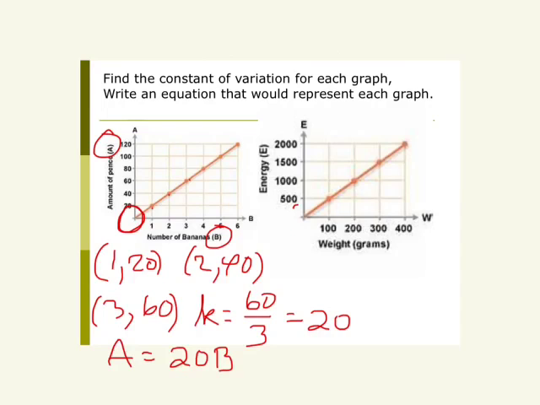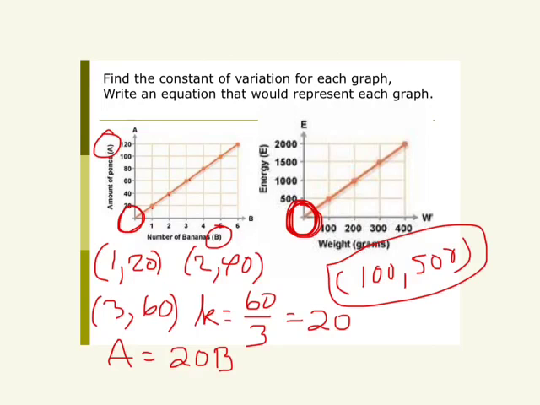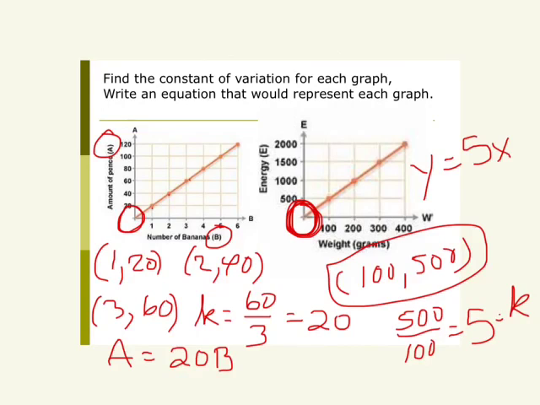And if we look at this one, again, it passes through the origin. So I have ordered pairs of 100, 500, and so on. And I can just pick one point. If I know it's a direct variation, then I only have to pick one point. And I take the y divided by the x, and I get 5. And that's my k. So now I can write my equation as y is equal to 5 times x. Or in this case, E is equal to 5 times W. All right? That's direct variation.